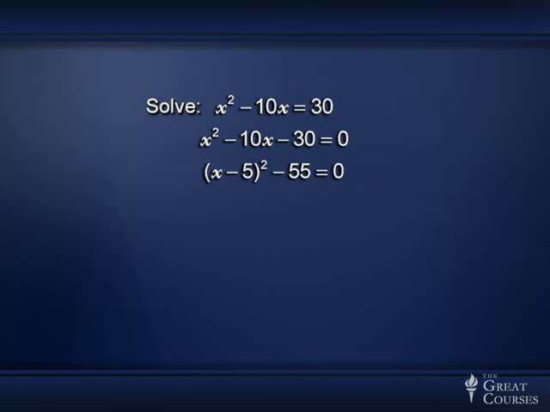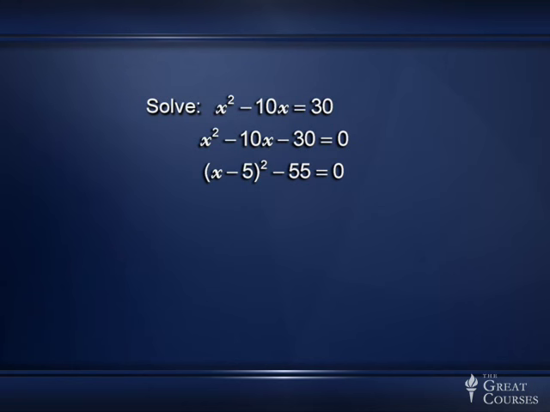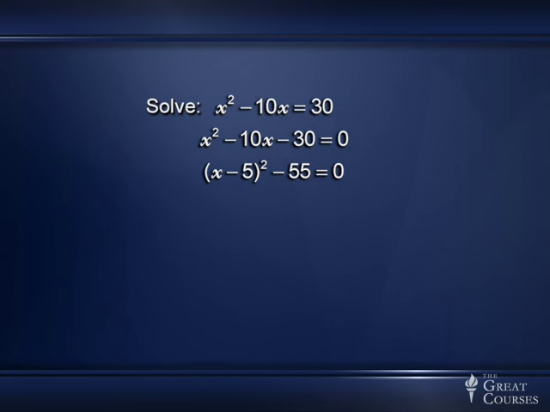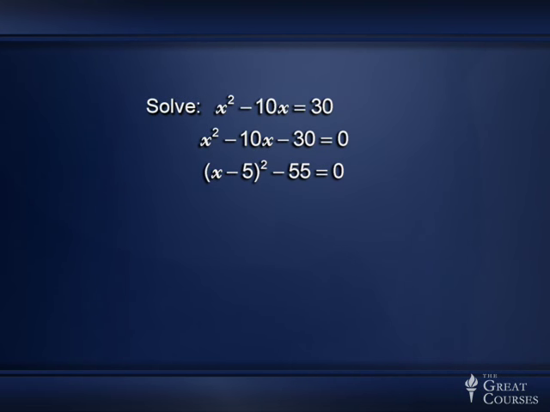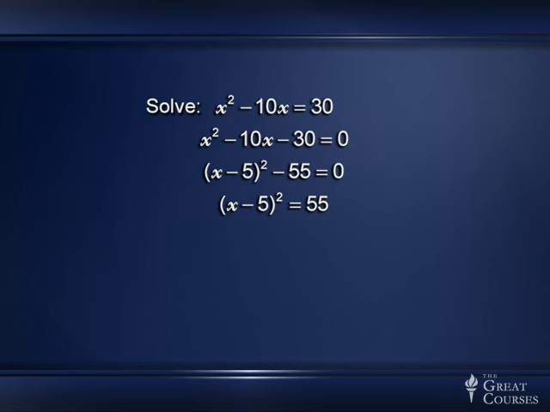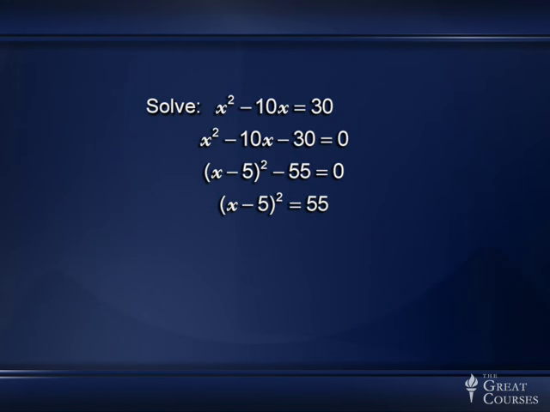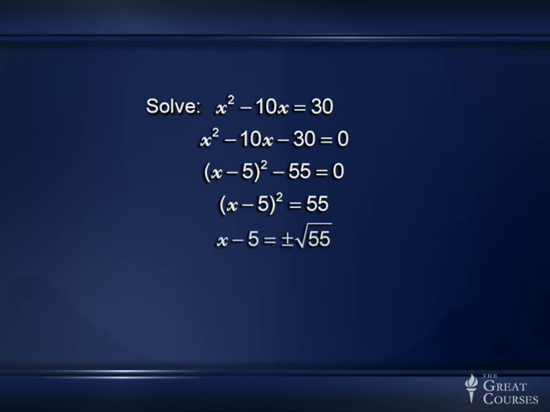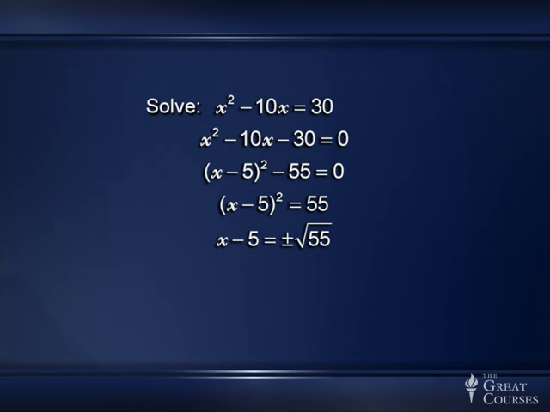And now, look at what you've done. This thing is rewritten so that you don't see any x to the first terms anymore. They're now sort of hiding. And if you think about it for a moment, from the previous lesson, we now know how to finish this problem using square roots. I can now rewrite the equation as x minus 5 squared equals 55 by adding 55 to both sides. And now I can take the square root of both sides. And when I do that, like I did in the previous lesson, I'll have x minus 5 equals plus or minus square root of 55.